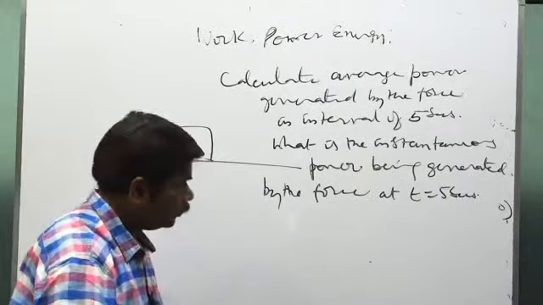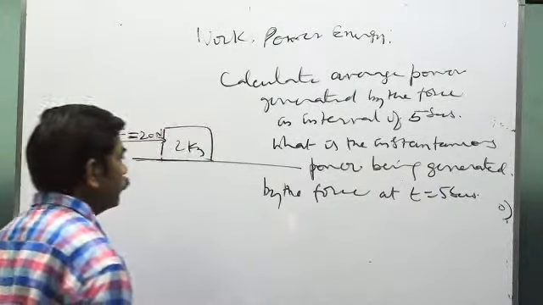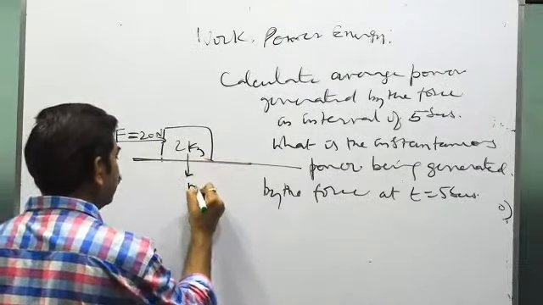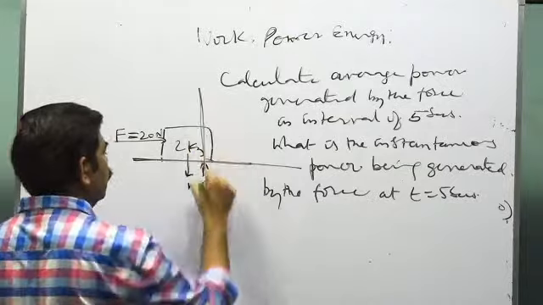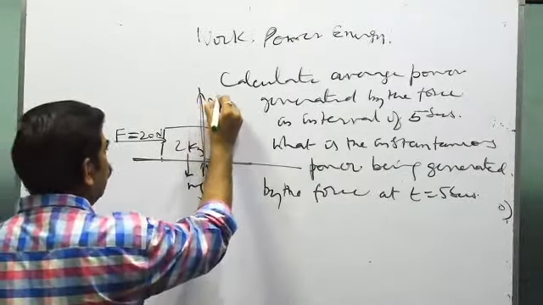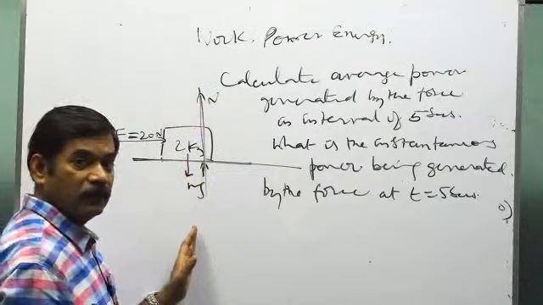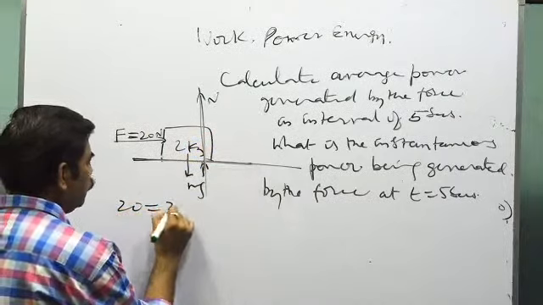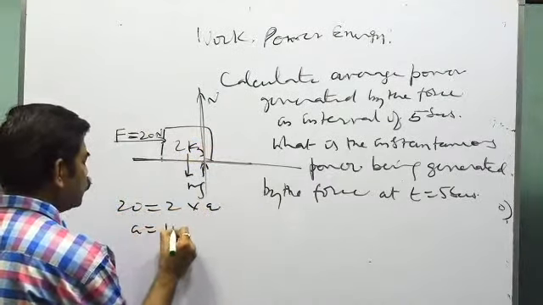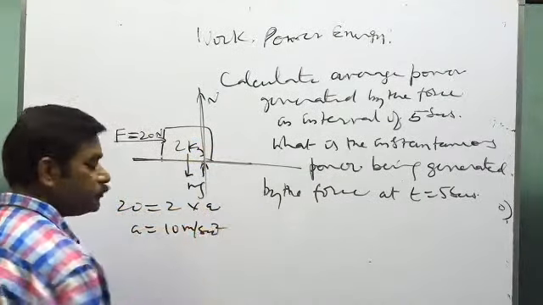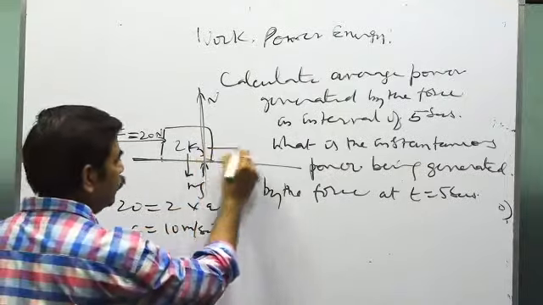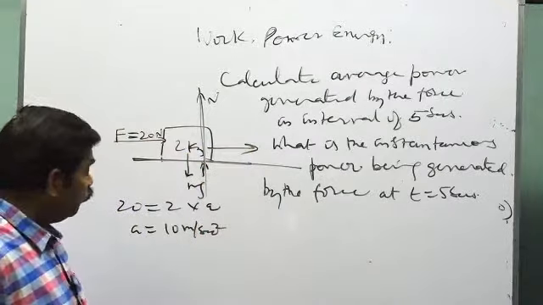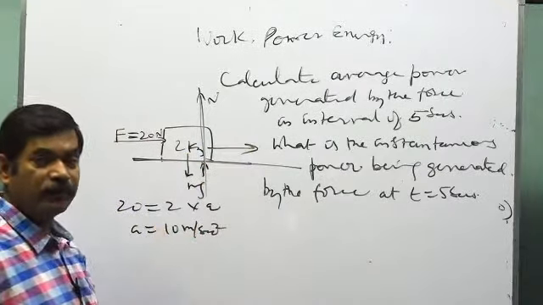Look at this. The only force acting on the body along the motion is the applied one. Obviously mg is acting downwards and reaction N is acting upwards, but because the body is not going upwards or downwards, these two forces are balanced. In the direction of acceleration, the force is 20. So 20 equals mass m into a, that means a equals 10 meter per second square. So the body will move in the direction in which force is applied, with an acceleration of 10 meter per second square.